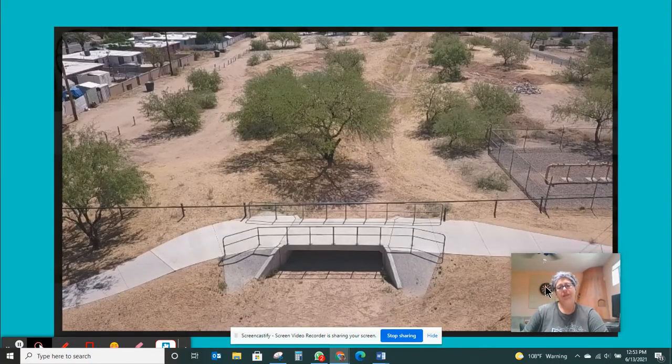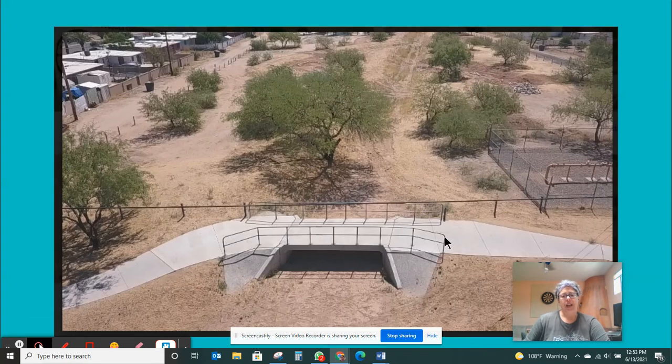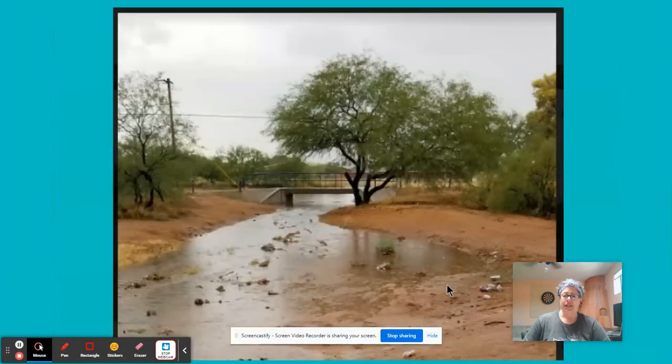So this is the final result of the bridge. And as you can see, it looks similar to the design that Alejandra had initially picked out that was going to be made out of wood. But after many, many meetings with the government agencies that had to be involved in installing this bridge, this was the final design, and it was installed in November of 2017. And you can see that when it rained, this offered a clearance area for people to walk across the wash safely.